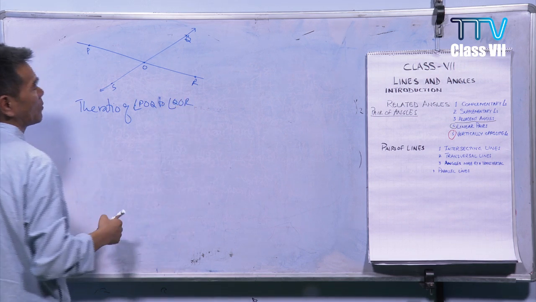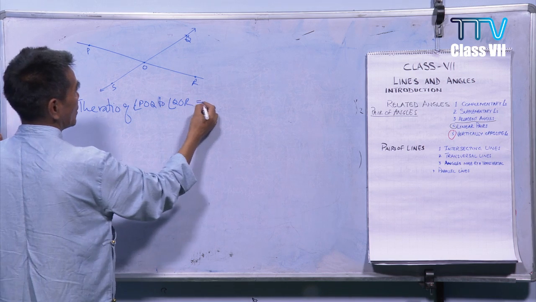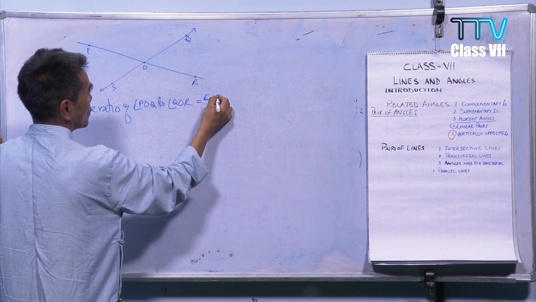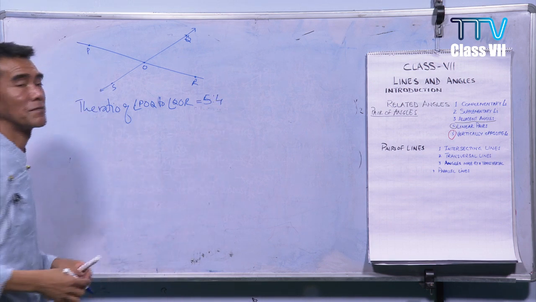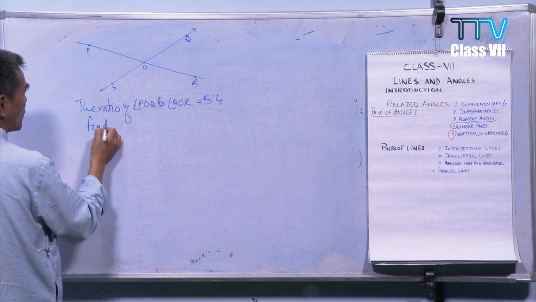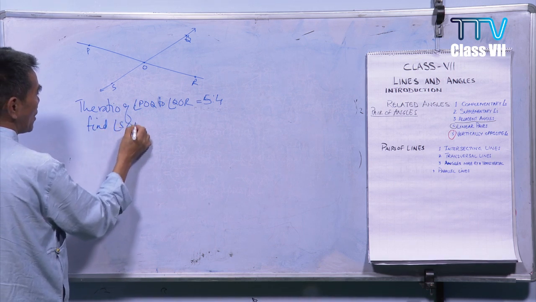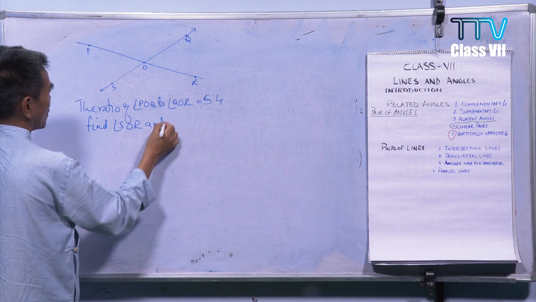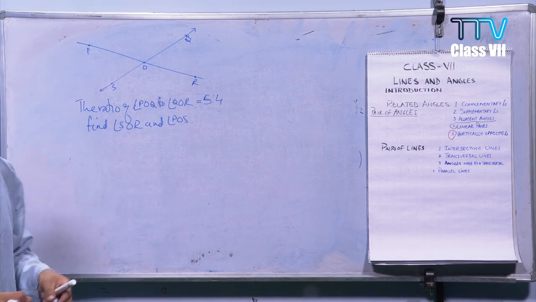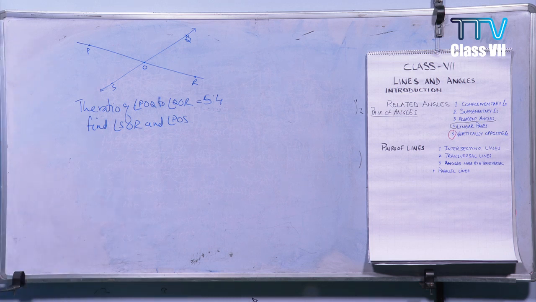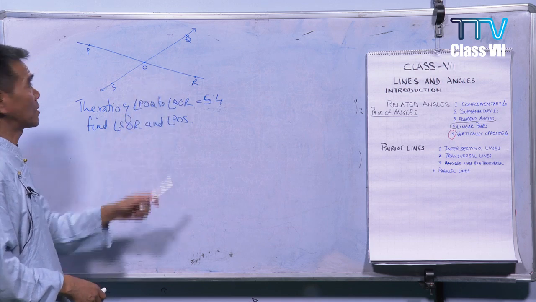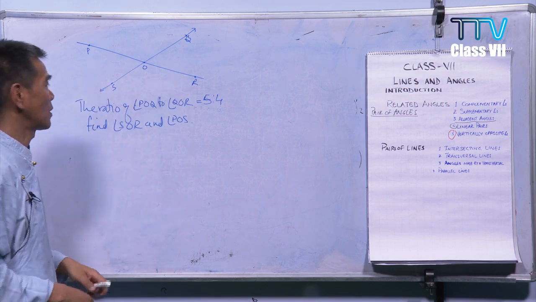The ratio of angle POQ to QOR is, let's say, 5 is to 4. Find angle SOR and angle POS. Or what is the measurement of angle POS? So find angle SOR measurement and POS measurement.